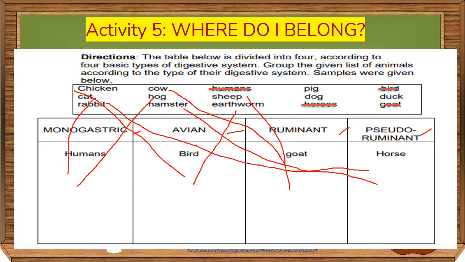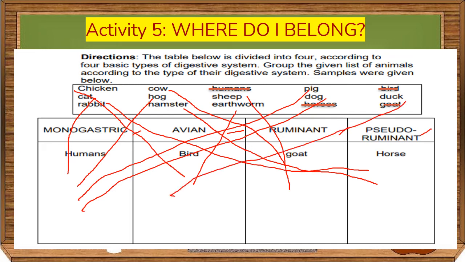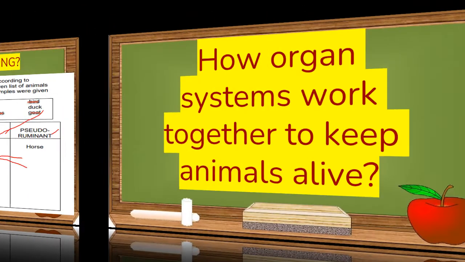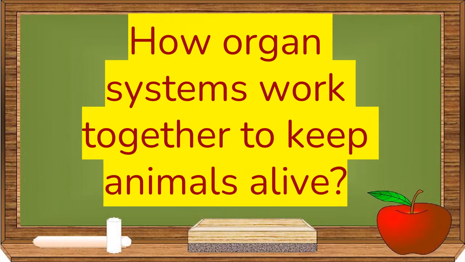Then, the pig is also under monogastric, and horses given already. How about the dog? The dog is under monogastric, and the duck is under avian. So, do you have any question or verification for this? Here's the question. How do organ systems work together to keep animals alive?